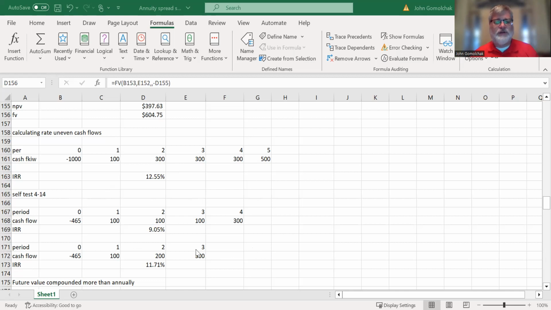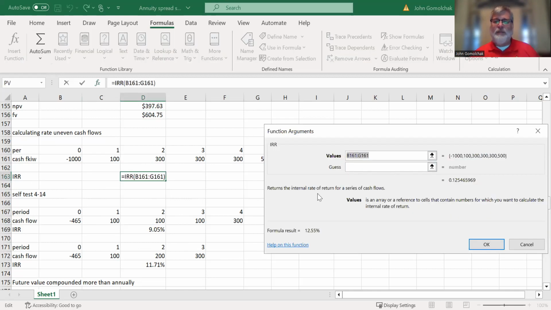So you're looking at my spreadsheet right now. We have a $1,000 investment. We have $100 in year one, 300 in year two, 300, 300, and 500. So now for an internal rate of return, we have to include everything. So our year zero at the beginning of the process, we had to invest $1,000. Okay, so clicking on this, there's not much to put in here. It's just internal rate of return.